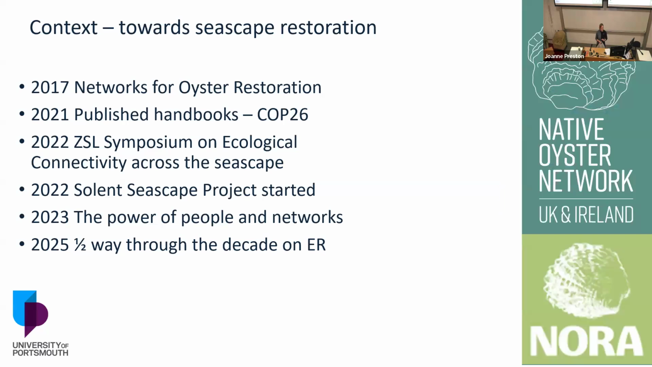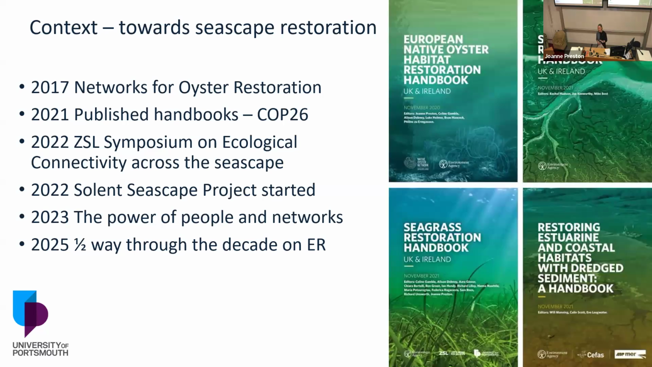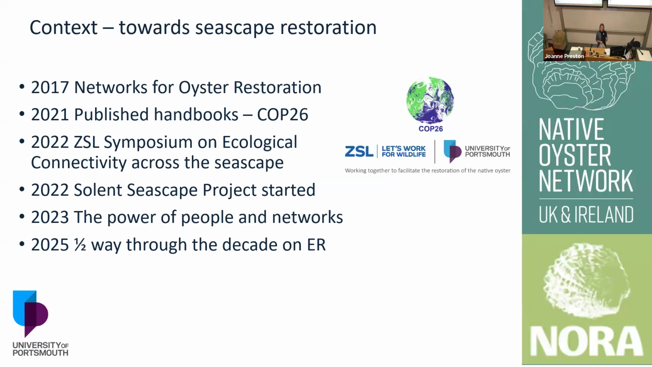So a bit of context. As Lisa said, the native oyster networks in UK and Ireland were set up in 2017. And as groups, we decided to publish some restoration how-to handbooks. We first of all did the native oyster one, and then the government asked us to do the seagrass one, and then it was used similarly to do salt marsh and kelp. The idea of this was to take excellent science and expert opinion and make it democratic to enable communities to start doing restoration for the scale up of the habitats that we've lost. These were launched at COP26.